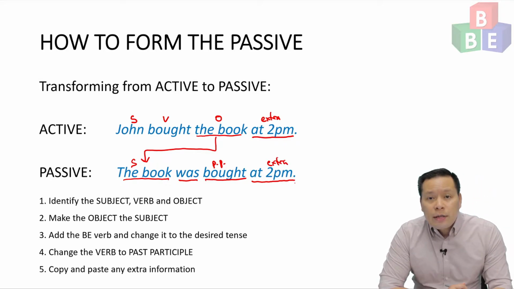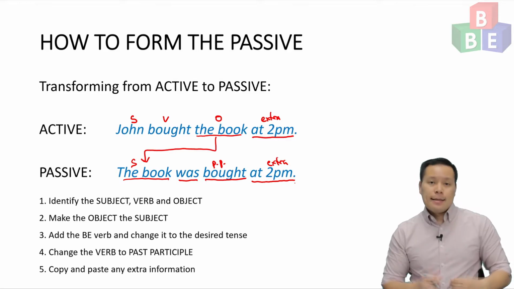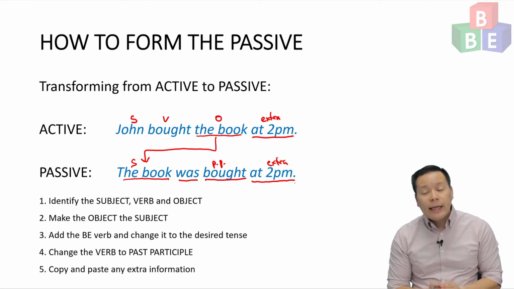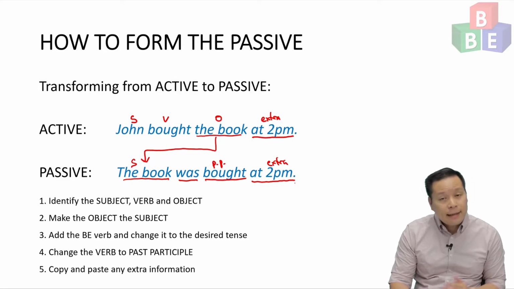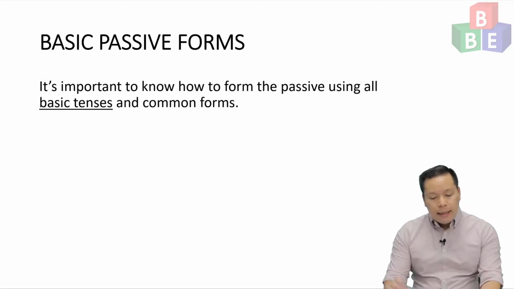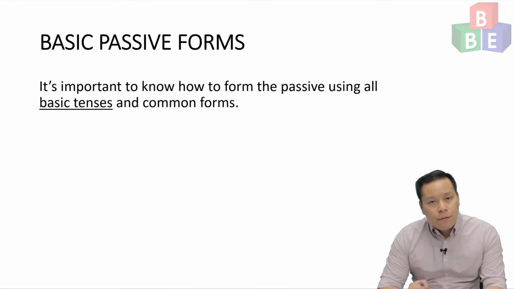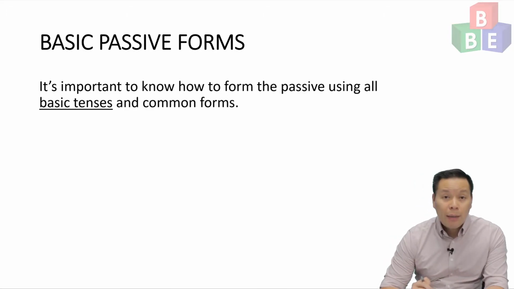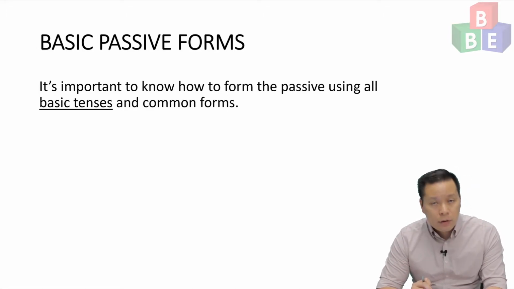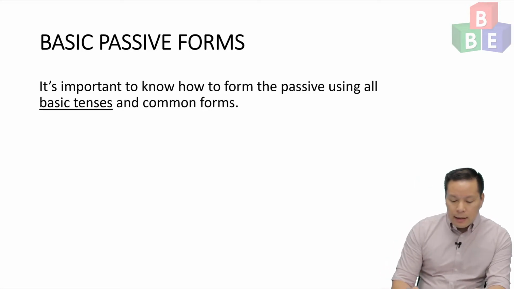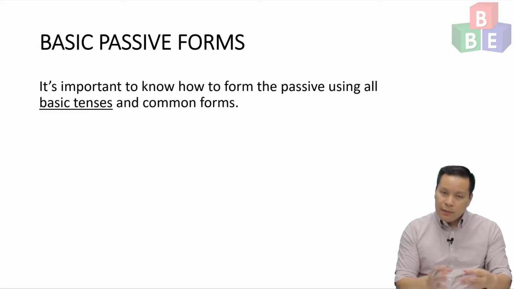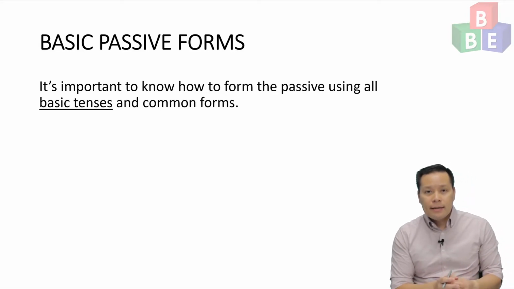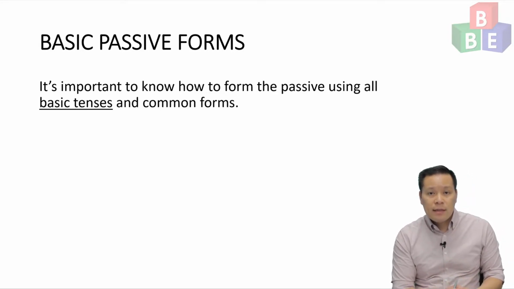You can follow this process for almost any sentence, but you do need to make sure that you know your basic tenses. And that leads us to my next point. It's important to know how to form the passive using all basic tenses and common forms. You need to know your basic tenses because, remember, if you look at some of our other videos, basic tenses can really change the meaning of a sentence.